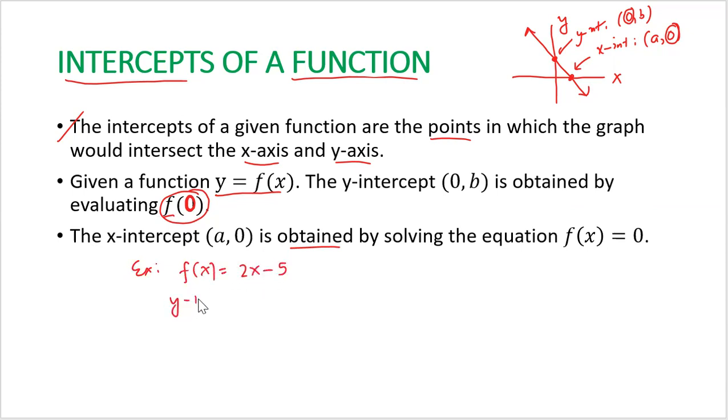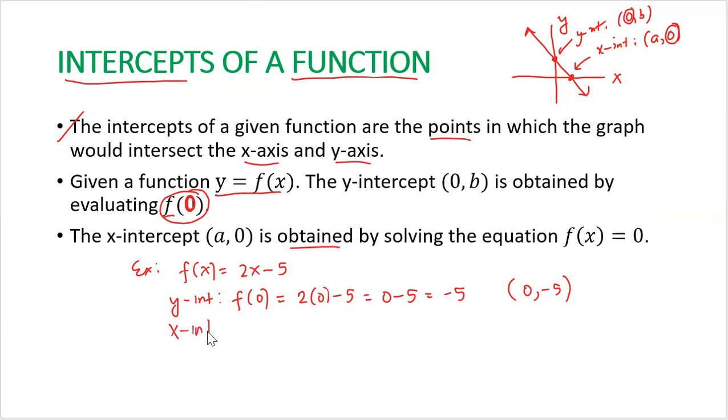2x minus 5. In order to get the y-intercept, we will evaluate f of 0. So which means that we have 2 times 0 minus 5, which is equal to 0 minus 5, which is equal to negative 5. So this means that the y-intercept is 0 comma negative 5.